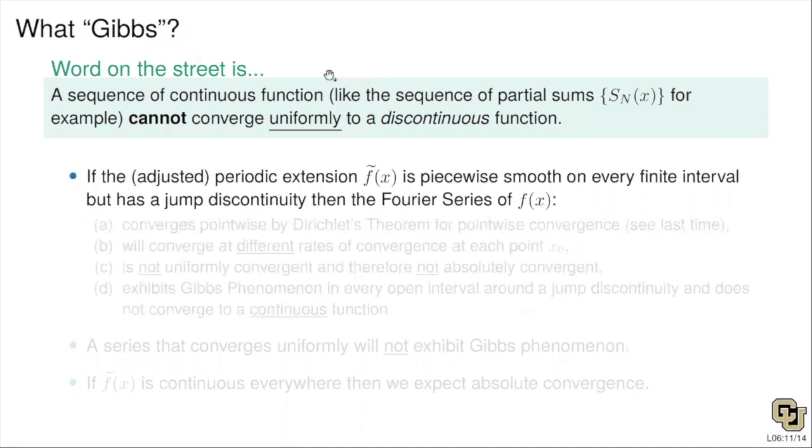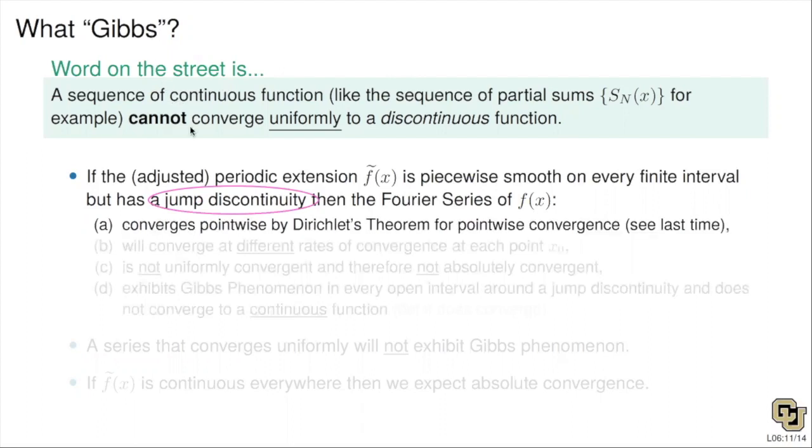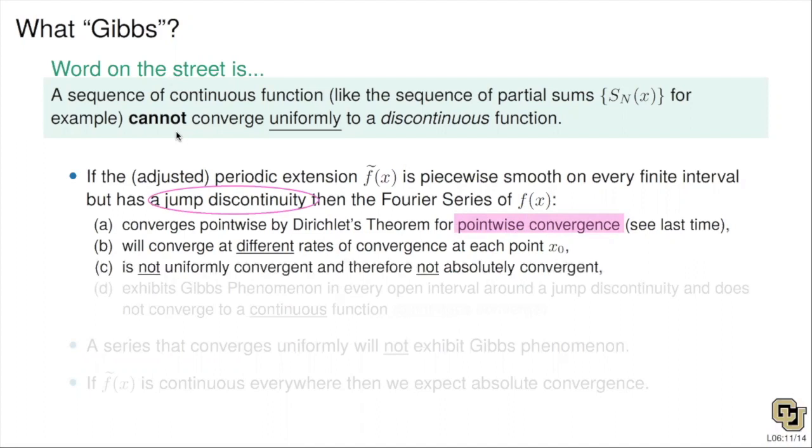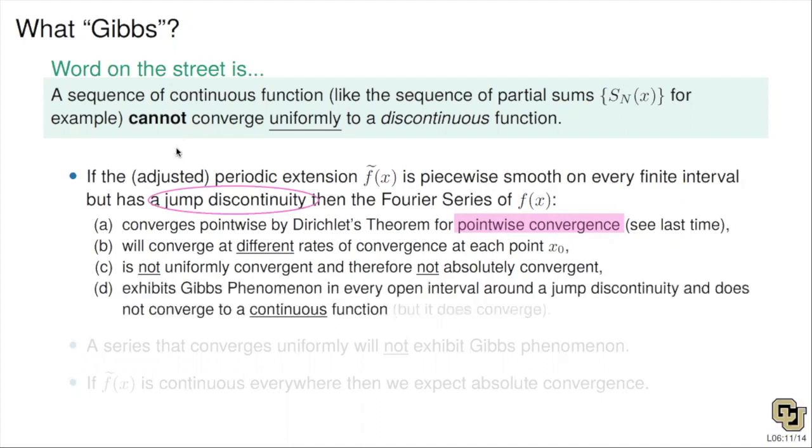So if the adjusted periodic extension of the function f that we're finding the Fourier series for has a jump discontinuity, then we will have pointwise convergence from Dirichlet's theorem, but we'll get different tolerances, different rates of convergence. The convergence will not be uniform, and therefore it will also not be absolutely convergent, since absolute convergence implies uniform convergence. And at the discontinuity, we will see Gibbs phenomenon.